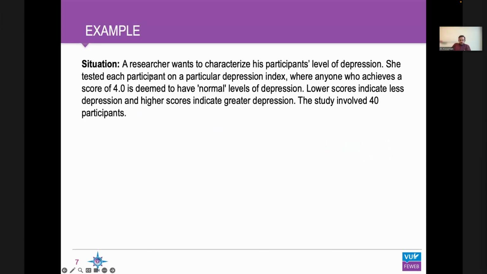So a researcher wants to characterize his participants' level of depression. He tested each participant on a particular depression index where anyone who receives a score of 4 is deemed to have normal levels of depression. Lower scores indicate less depression and higher scores indicate greater depression. The study involved 40 participants.